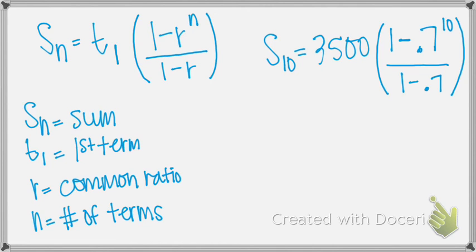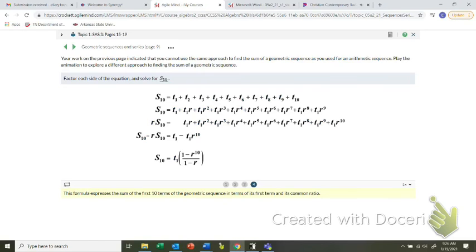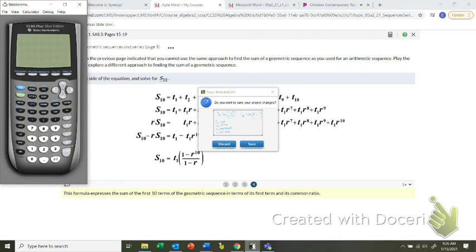Everybody got this written down? Okay. All right. So, first, 3,500. Okay? Parentheses. Now, I want to put a fraction bar in because I got something on top and the bottom. So we hit alpha, y equals, enter to get our fraction bar.